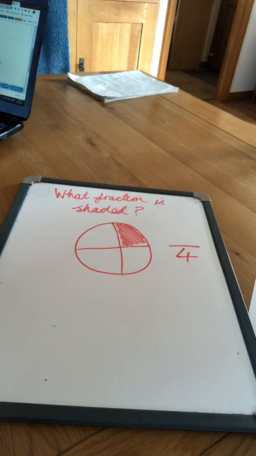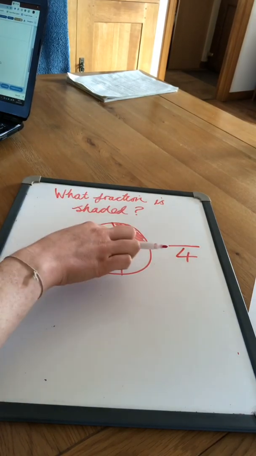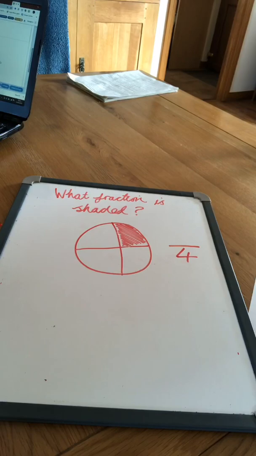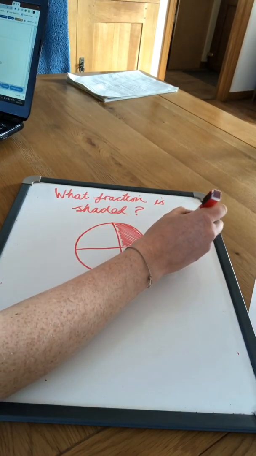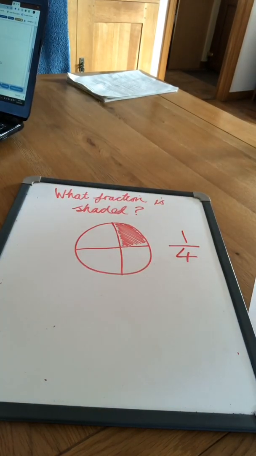Now, if we only shade one of these sections in, like this, we have only got one of them shaded, so we've only got one of the 4 shaded, and we call that 1/4. One of the 4 shaded, so that's 1/4.